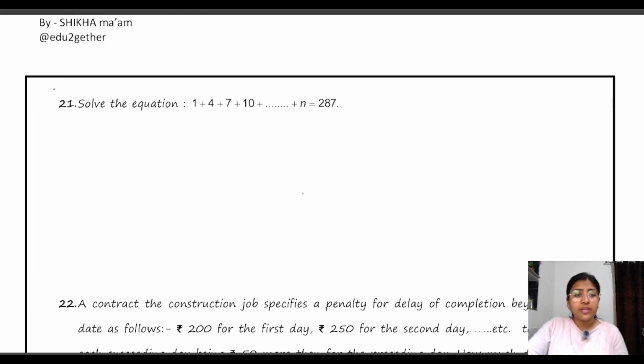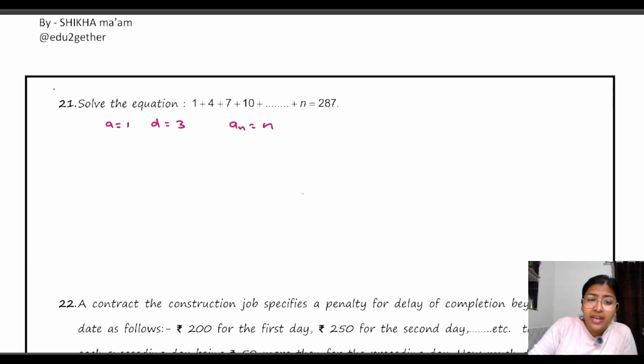So the first term is given as 1. The common difference is given as 3. Yes, very good. 4 minus 1 will be 3, and the last term, that is an, is given as n, and the sum of n terms is given as 287. So let us write the last term as x, because there will be confusion among the terms.